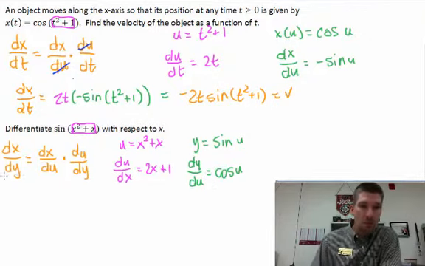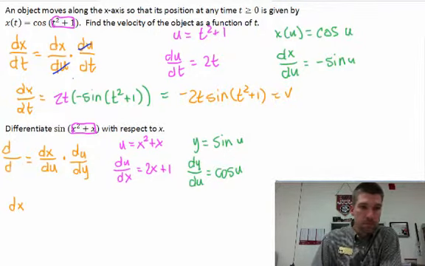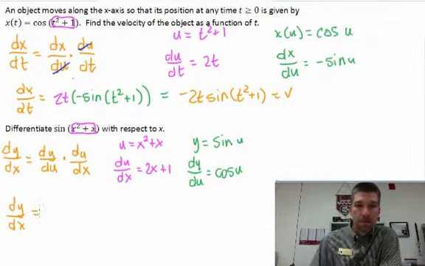And so when I multiply the things together, dy/dx is equal to dy/du times du/dx. So dy/du is cosine u.